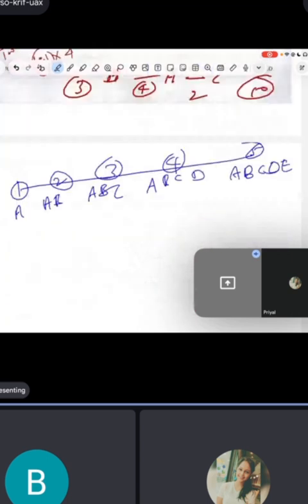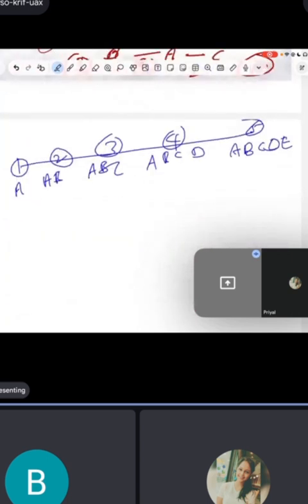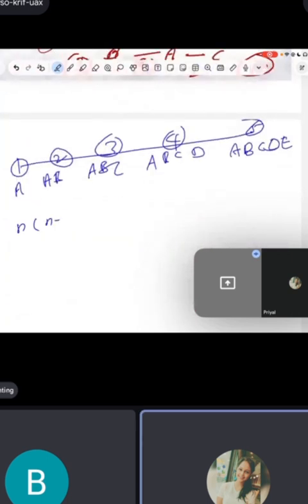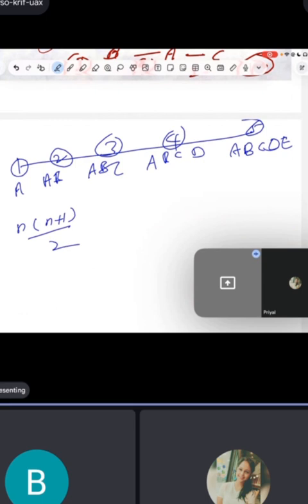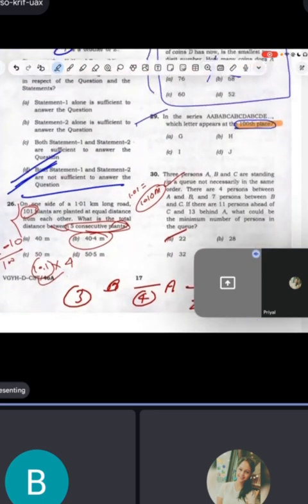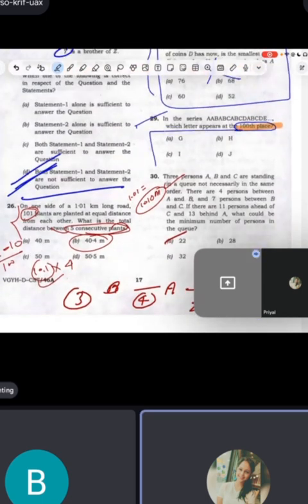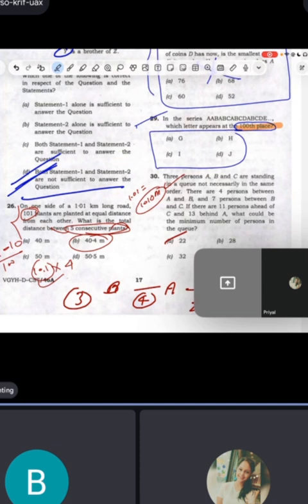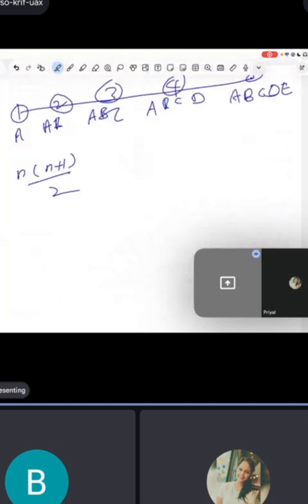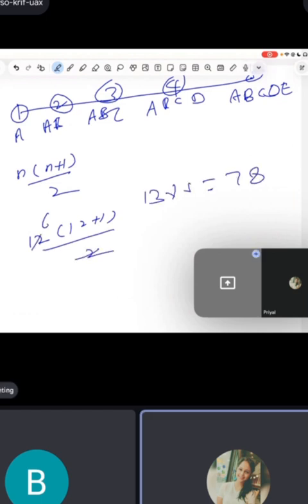To get the sum of the series, we have one very good formula: N into N plus 1 upon 2. So guys, according to the options, I will take a rough option. Let's say I'm taking 12 here. So 12, then 12 plus 1 is 13, times 6. It is 78.